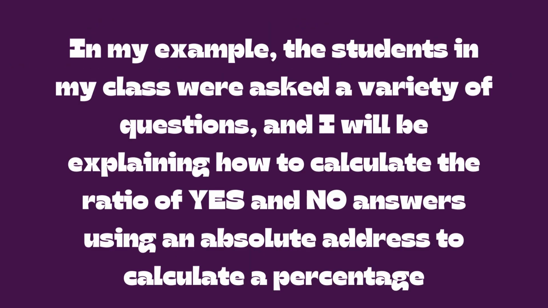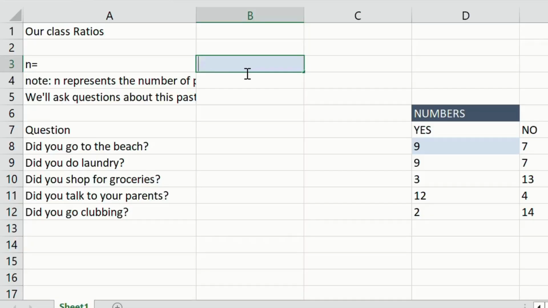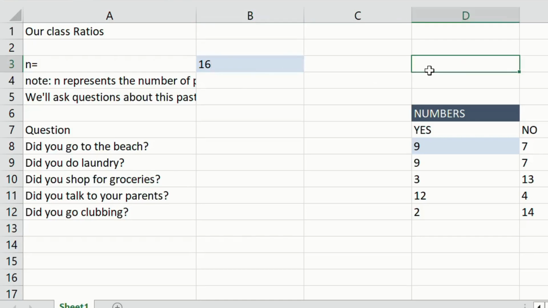In my example, the students in my class were asked a variety of questions, and I will be explaining how to calculate the ratio of yes and no answers using an absolute address to calculate the percentage. In my example, 16 out of 17 students were present that day, so I'm going to put n equals 16. N represents the number of present students that day. To ensure our ratio is accurate, I will be using 16, also known as B3, divided by 17 to get 94%, because 94% of students were present that day.